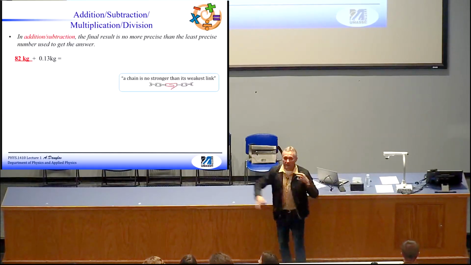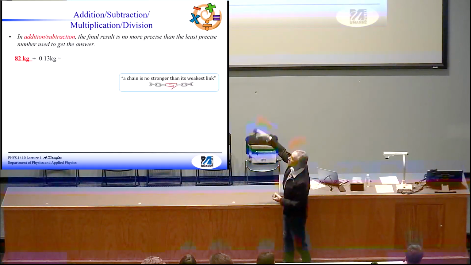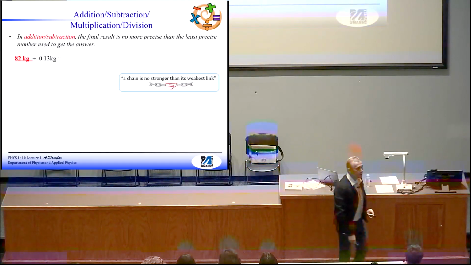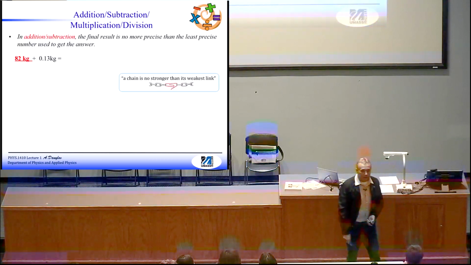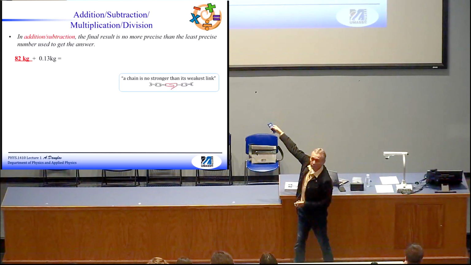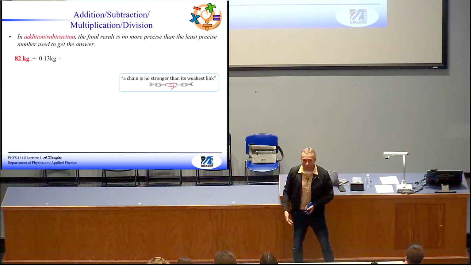Okay, I will find in some corner of my lab, let's say, some poor scale, and let's say I measure the mass of my rock, 82 kilograms. Where is the level of uncertainty? According to the convention, it is in the last digit, in the 1. So my uncertainty is plus or minus 1 kilogram.